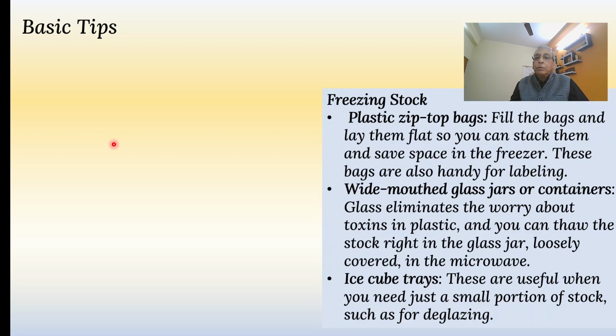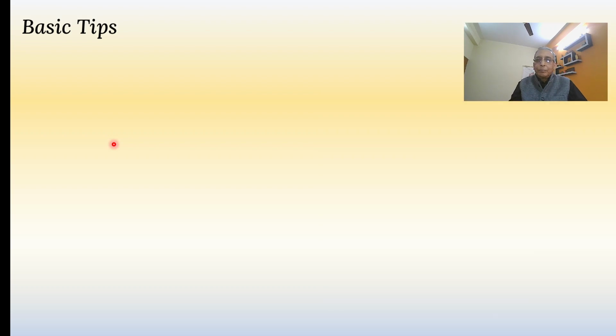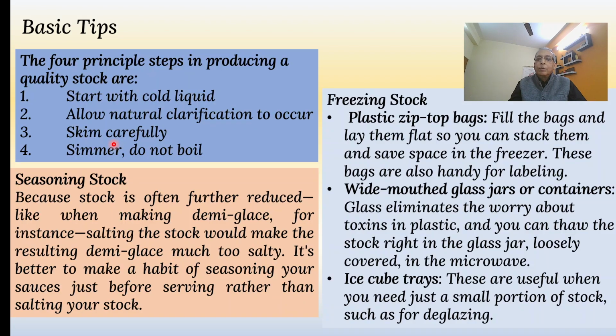Freezing of stock: plastic zip top bag, we can put them and put it in the refrigerator. Wide mouthed glass that you have seen in the picture already, where we can keep the stock for some time, or an ice cube tray where you can put the stock and make stock cubes, put it in the refrigerator. Whenever you want to use, pick up the cube and put it in the preparation. The purpose will be served. So this is your recap about the basic tips.